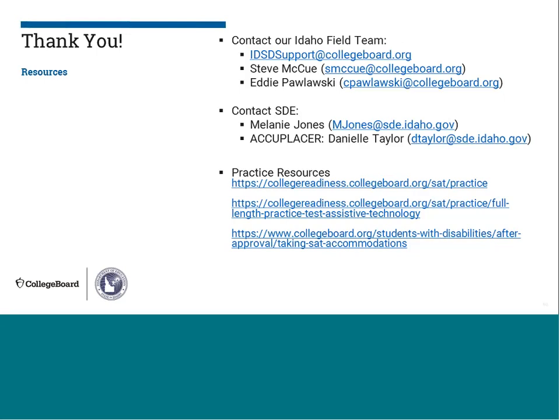The next question is, for requesting accommodations initially, is the Social Security number optional? And the answer to that is yes. The student's name, address, and date of birth are required, but Social Security number is an optional field.